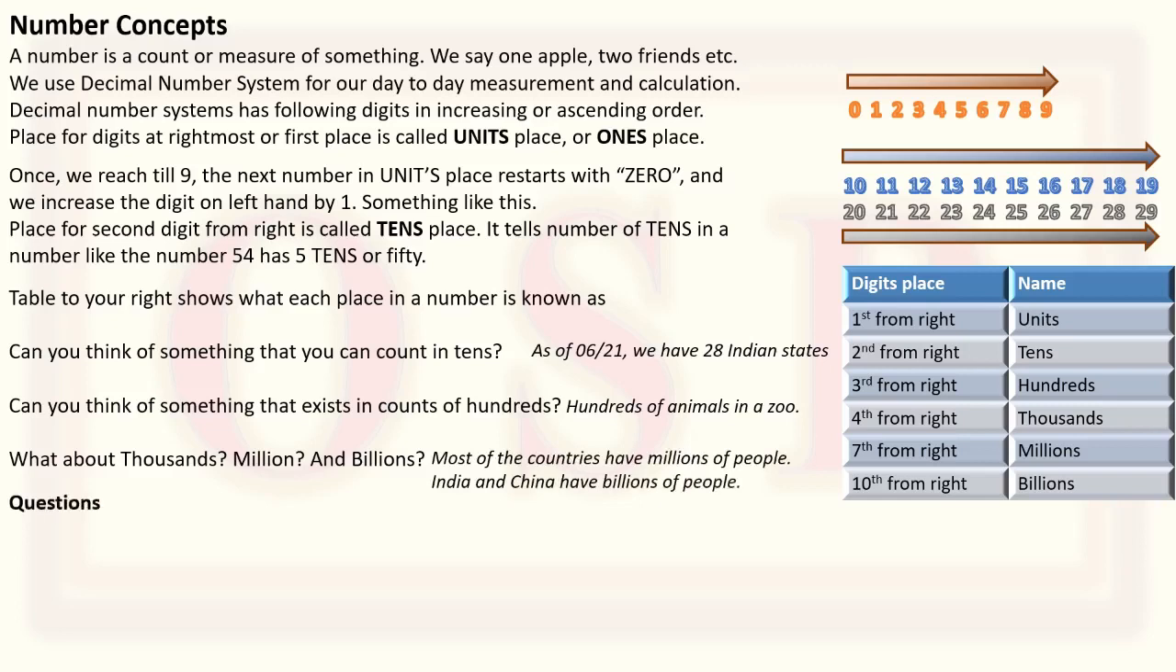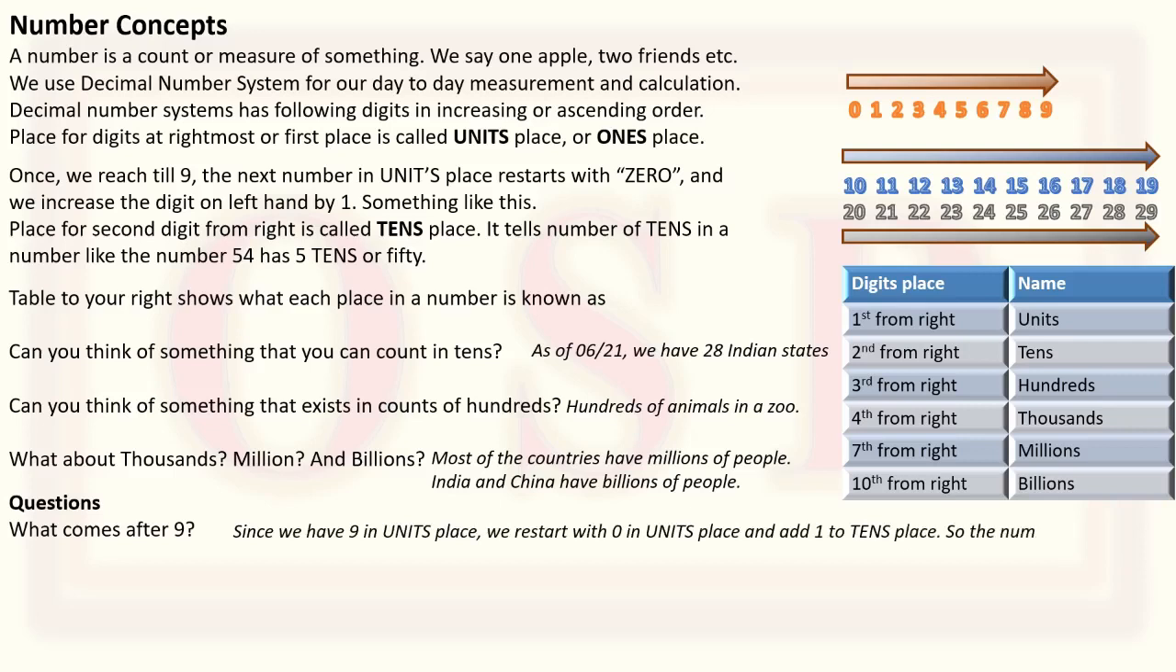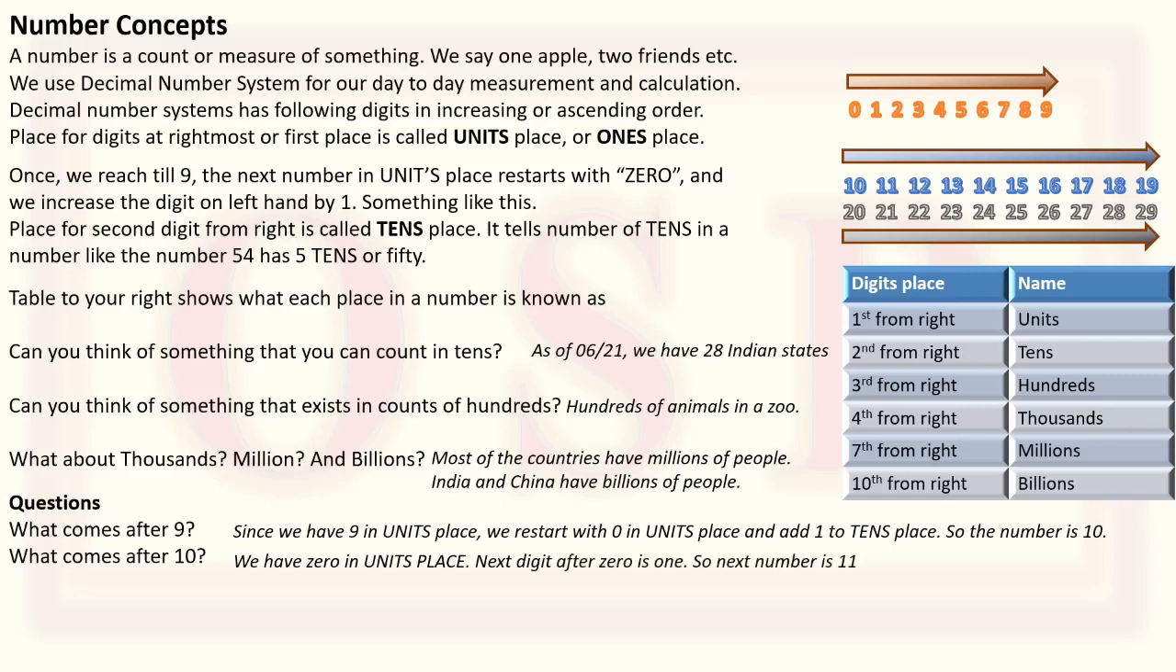Now question for you. What comes after 9? So you'll have to revisit the concept. Since we have reached 9 in units place, we restart with 0 in units place and add 1 to tens place. So the next number is 10. What comes after 10? This is simple. Yes, we have 0 in units place. Next digit after 0 is 1. So next number is 11.